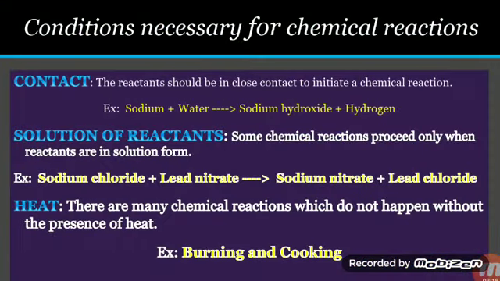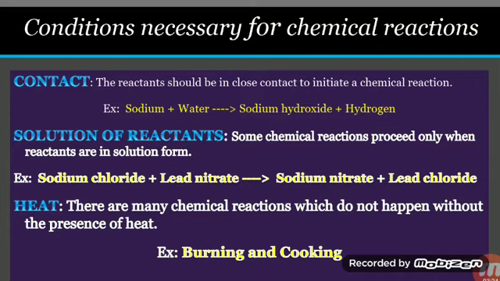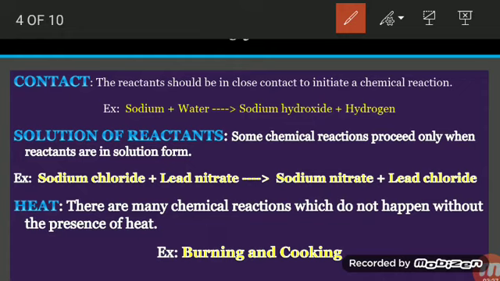Now let's move to the next slide. These are the conditions necessary for chemical reactions. First of all, it's contact. The reactants should be in close contact to initiate a chemical reaction. Almost all chemical reactions need contact, because without contact a chemical reaction cannot happen. For example, sodium plus water becomes sodium hydroxide plus hydrogen. Sodium and water are the reactants, and sodium hydroxide and hydrogen are the products.